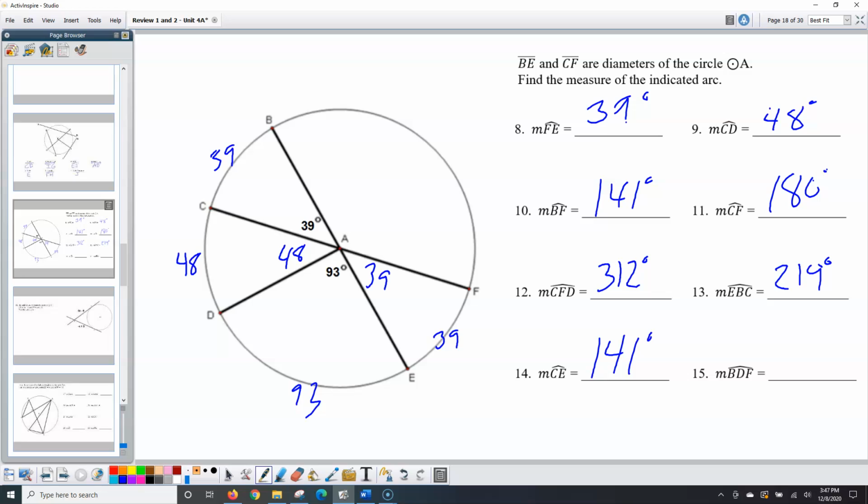Arc BDF. I think it's what's right here. That would be 39 plus 48 plus 93 plus 39. I think it's going to be the 219 again.